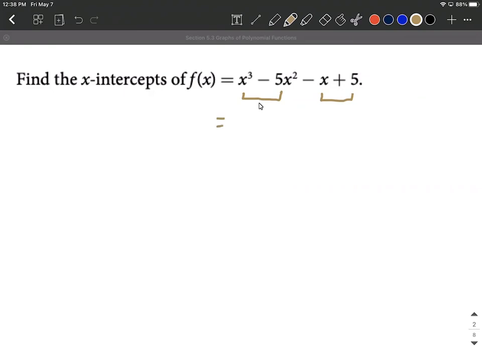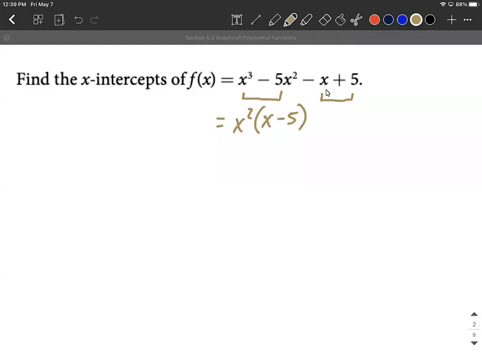So in looking at those two, I think that they have x's in common, right? Both terms have x's. So let's factor out an x squared from each of those terms. If we pull out an x squared, that's going to leave us with x minus 5. And we can double check: if we redistribute, we need to get both of these terms back.